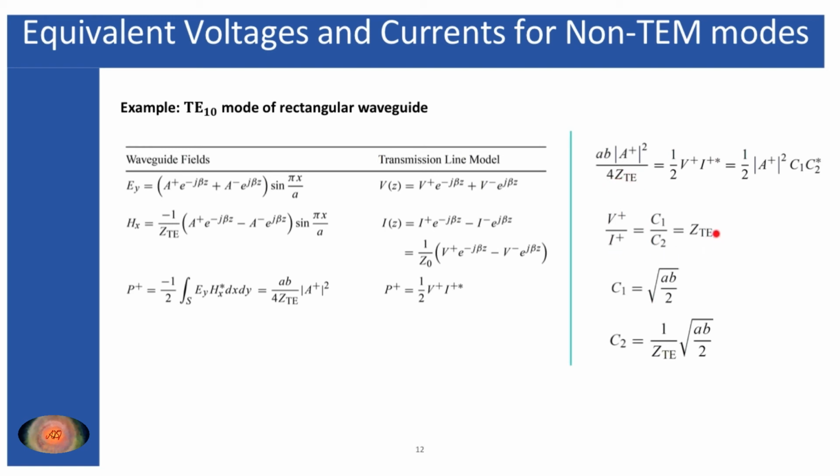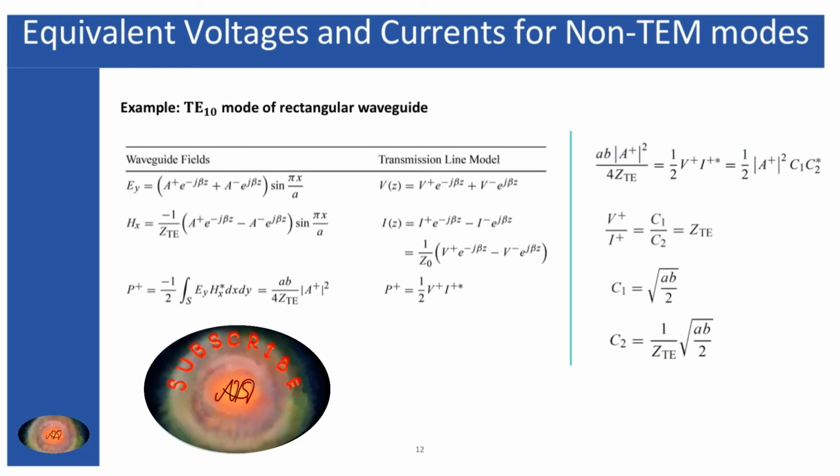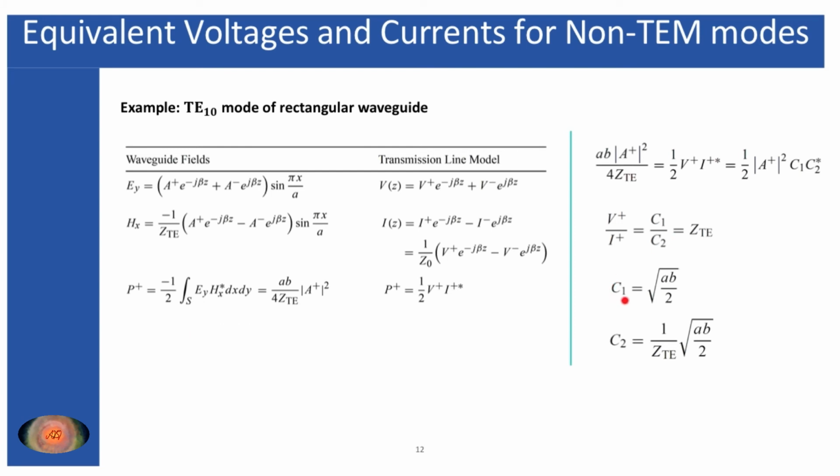In another equation, you have seen that the ratio of C1 to C2 is equal to the characteristic impedance of the line, and in this case the characteristic impedance is equal to the wave impedance of the TE10 mode. So this ratio C1 to C2 becomes equal to that wave impedance, and you have two unknowns, C1 and C2, and two equations. So from these two equations we can easily find the expressions for C1 and C2.